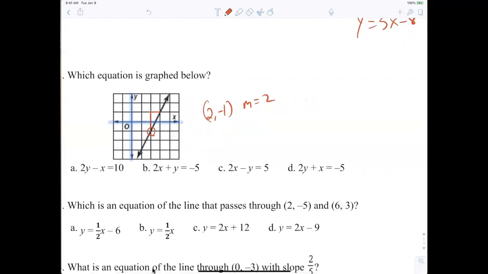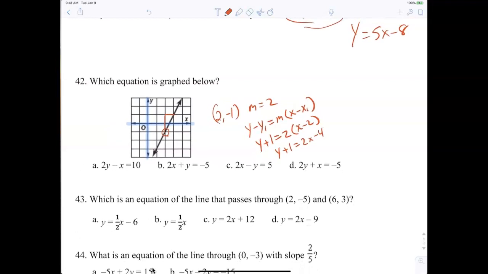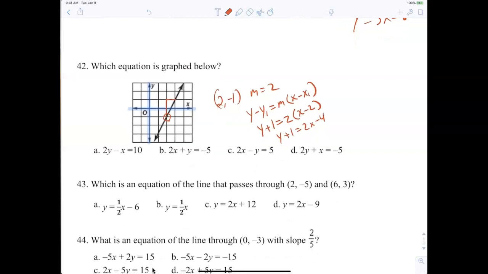So I'm going to write this in that form. Point-slope, remember, is y minus y1 equals m times x minus x1. So y plus 1 equals 2 times x minus 2. Now when I distribute, y plus 1 equals 2x minus 4. It looks like they put it in standard form, so I'm going to put it in standard form by subtracting y. It would be 2x minus y is equal to, and then I would have to add 4. So that would equal 5. So 2x minus y equals 5.